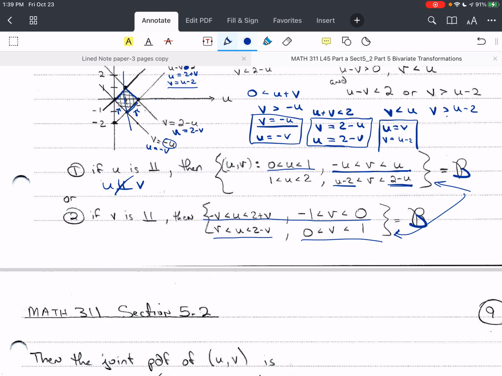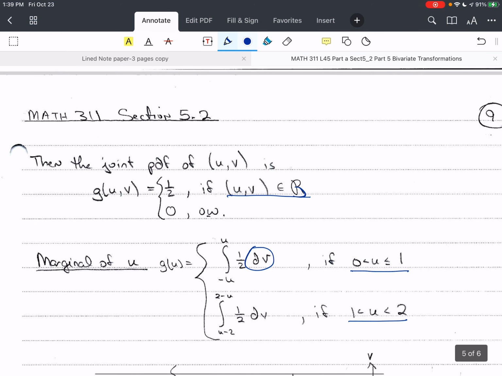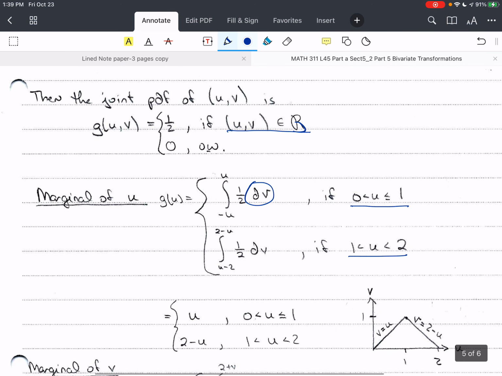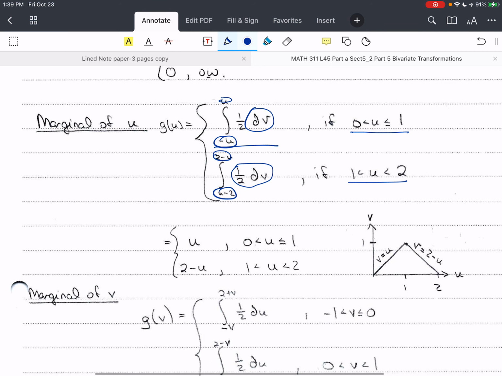So if I'm integrating across v, then I'm going to use this portion and this portion. These are my limits of integration depending on which portion of u, and that's what I've done here. So even though what's being integrated is the same, the limits are different. And so when I integrate this, I get u for u between 0 and 1, and 2 minus u when u is between 1 and 2. And so this is g of u.